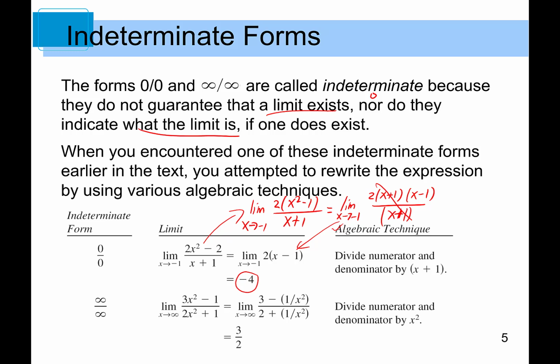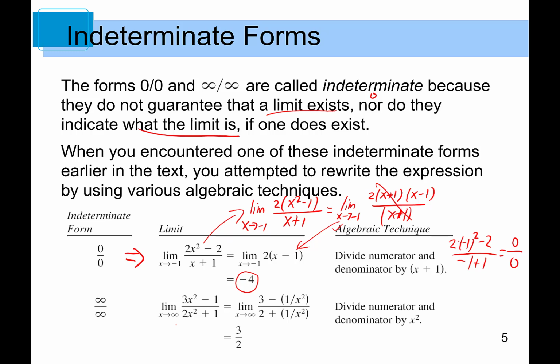So the algebraic technique we use is to divide both numerator and denominator by x plus 1. This is a typical 0 over 0 indeterminate form. If you look at it, we plug in -1, so you get 2 times (-1) squared minus 2 over -1 plus 1. The numerator becomes 0, the denominator becomes 0, so this is a typical 0 over 0 indeterminate form.